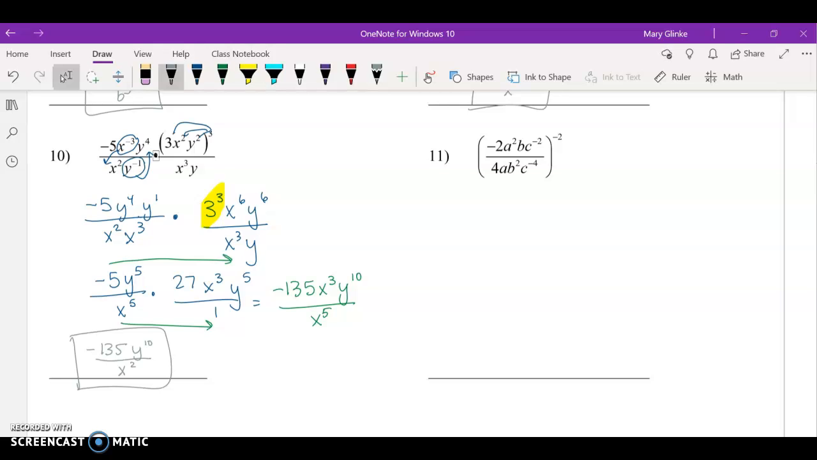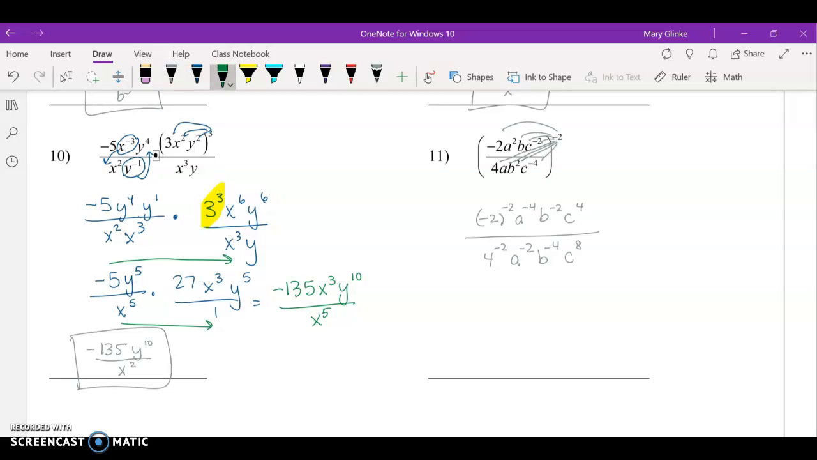For number 11, we're going to go ahead and raise everything to the negative second power. So negative 2 to the negative 2, a to the negative 4, b to the negative 2, and c to the fourth. I have to raise everything in my denominator to the negative second power as well. So 4 to the negative 2, a to the negative second, b to the negative fourth, and c to the eighth.